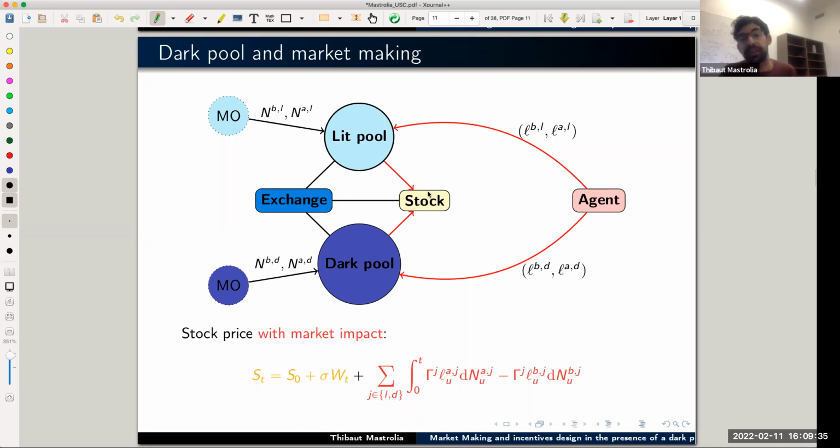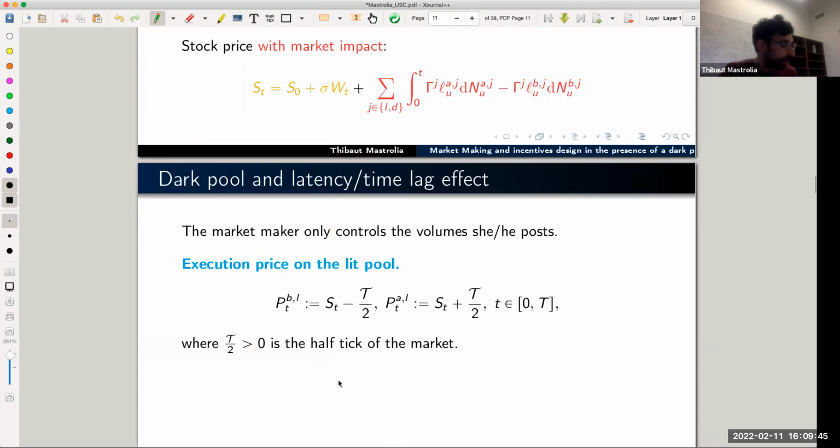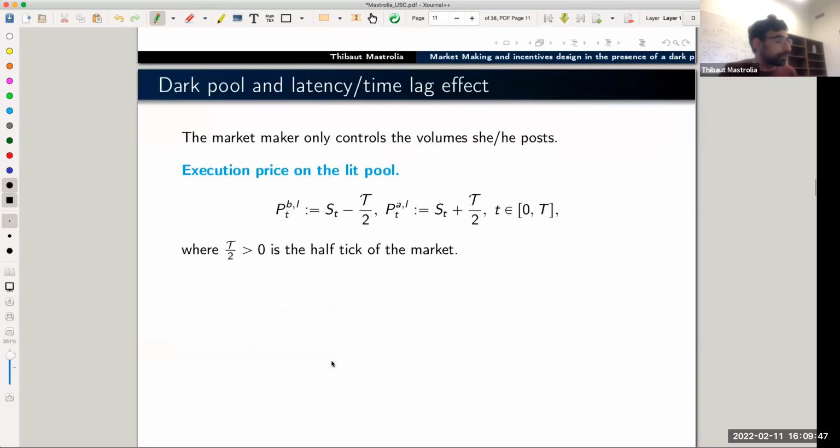So now I have 5 variables. I have my 4 variables for the orders, and I have also the stock price with my Brownian motion. Okay, so now I would like to focus on the execution on the lit pool.